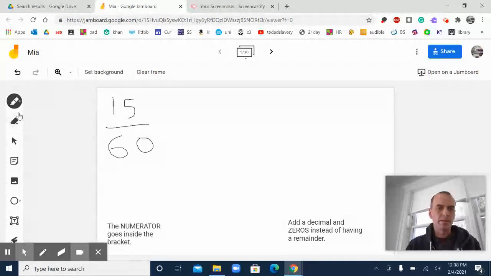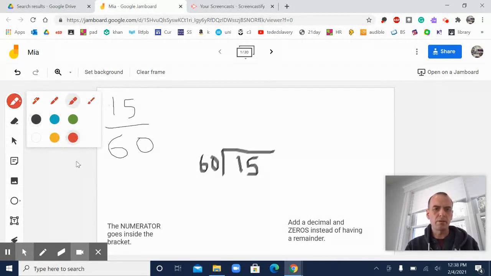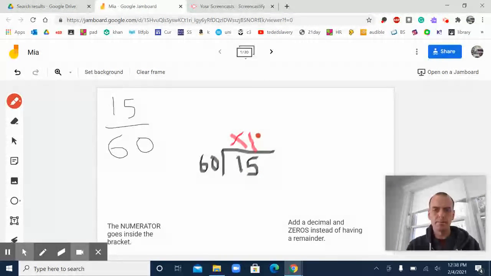Okay, so 15/60ths. My reminders are down here. The numerator goes inside the bracket. So you draw your long division, you put 15 inside, and then 60 on the outside, and then you just follow your steps like normal. Does 60 go into 1? It does not. Does 60 go into 15? It does not. So those are X's.